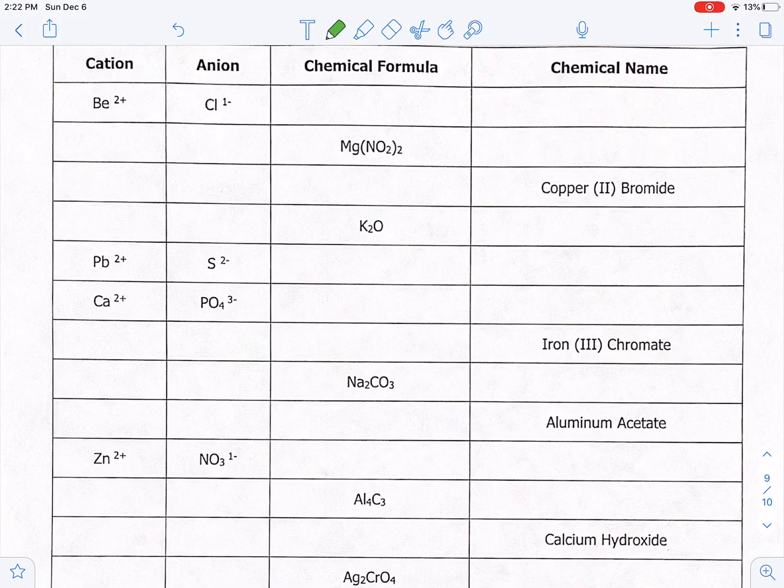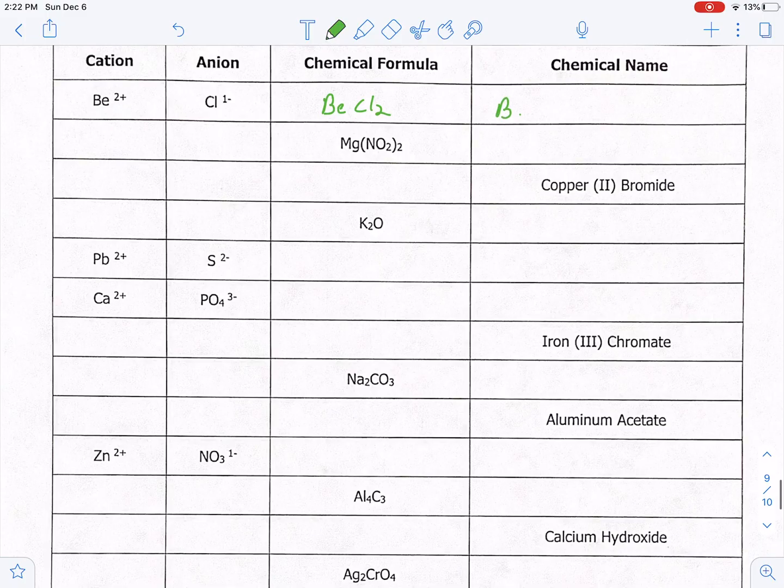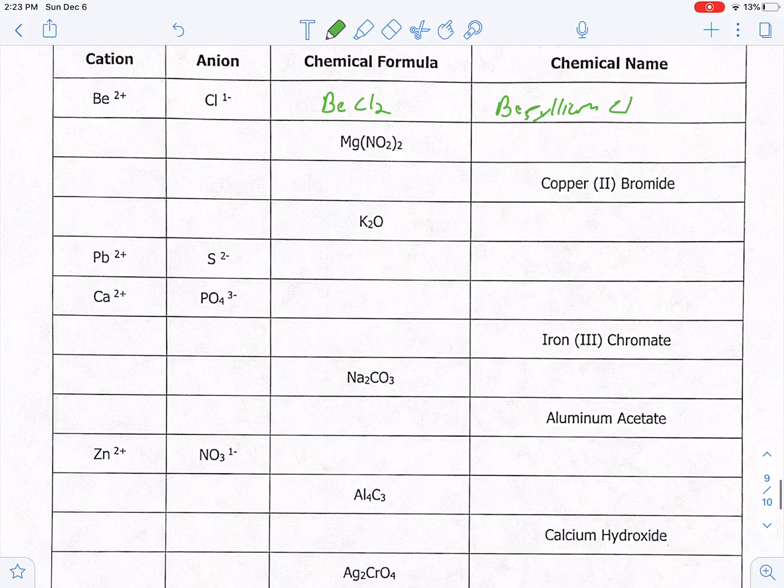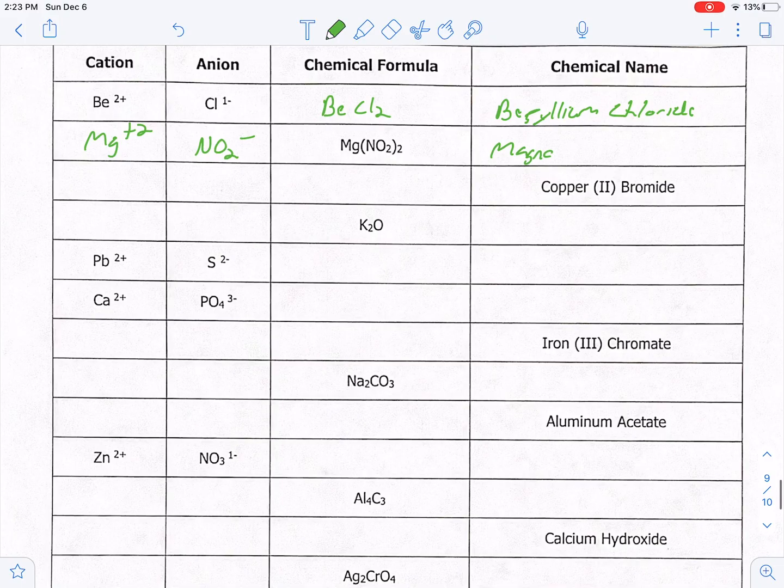Okay, BeCl. I can tell right now it's not balanced, so we can crisscross the charges. So this is BeCl2. And this would just be beryllium chloride. Next, MgNO2. NO2 is going to be nitrite. That's on your list, with a -1 charge. And Mg is on your periodic table as +2. And this is just going to be magnesium nitrite.